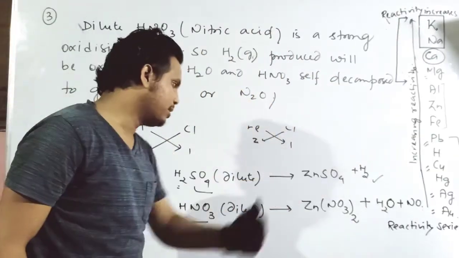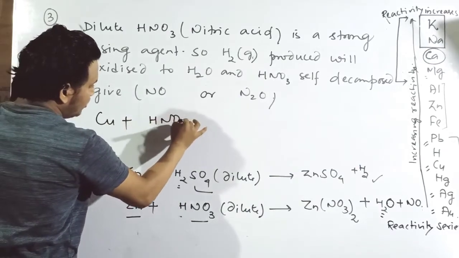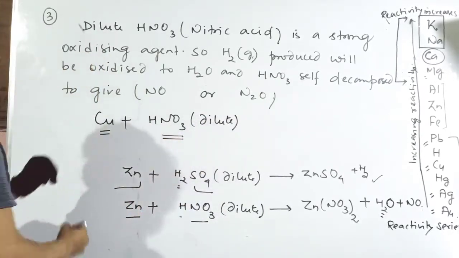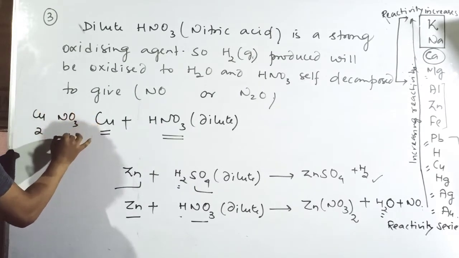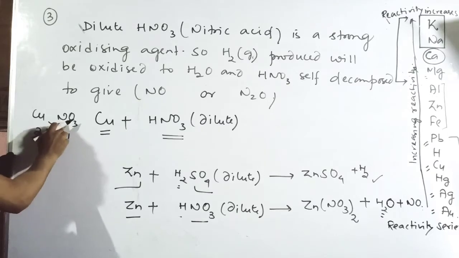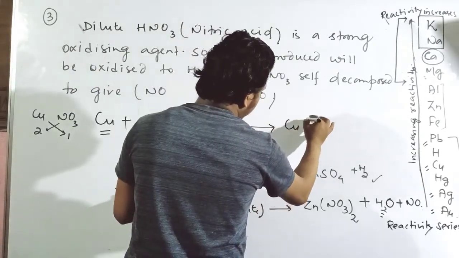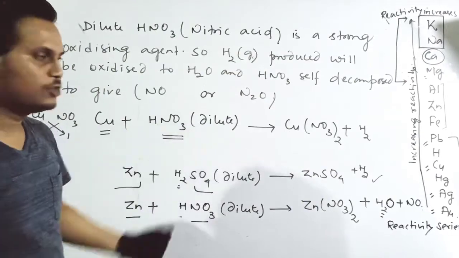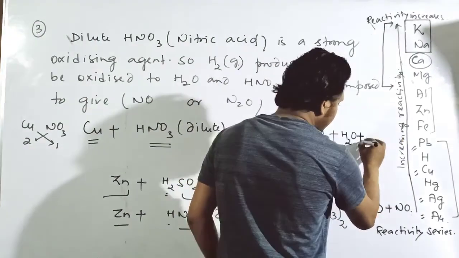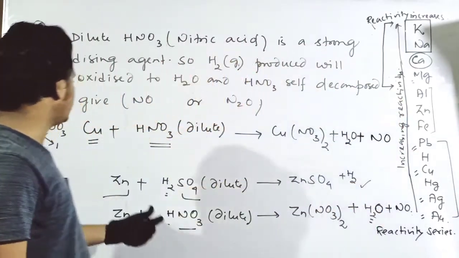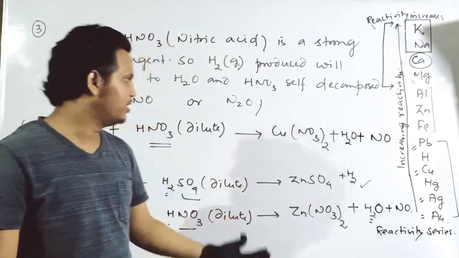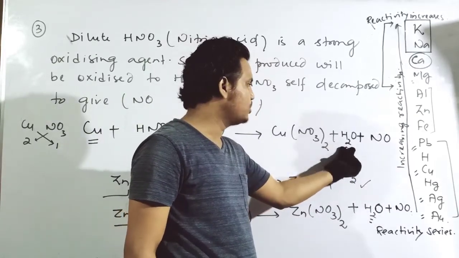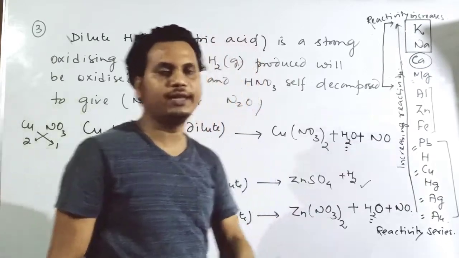If you take copper plus dilute nitric acid, NO will be formed. So what will be the product? Salt, copper nitrate. Copper has valency 2, nitrate has valency 1. So exchanging, the formula will be copper 1, nitrate 2: Cu(NO3)2. And hydrogen gas. But it is a strong oxidizing agent, so the hydrogen gas produced will be oxidized, giving NO. So this is the reaction of copper with dilute nitric acid. It will give copper nitrate and hydrogen. Since it is a strong oxidizing agent, the hydrogen gas produced will be oxidized to water and NO.